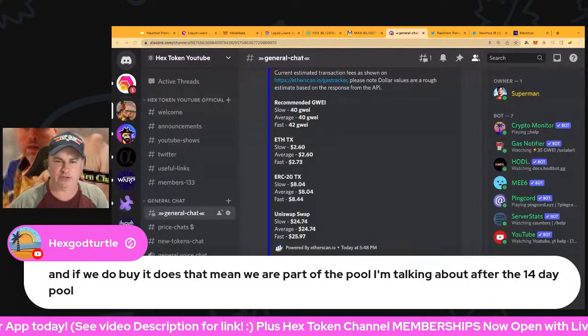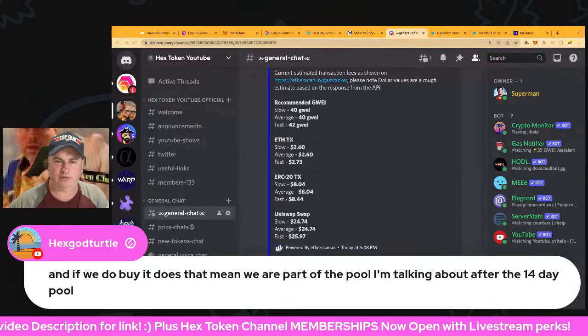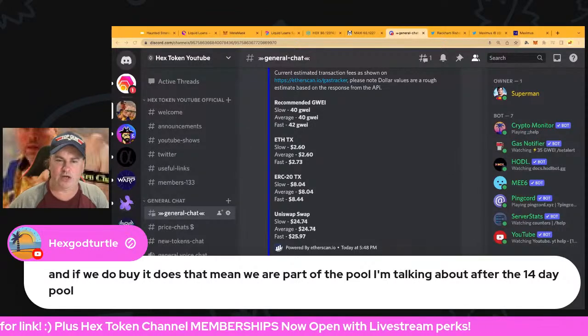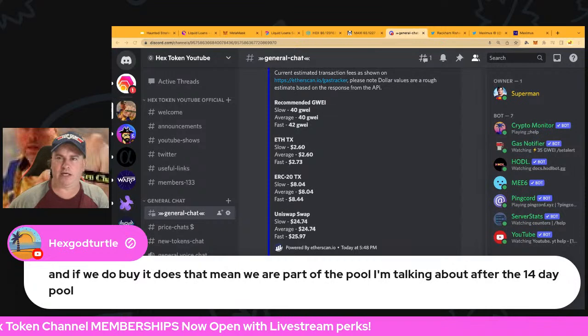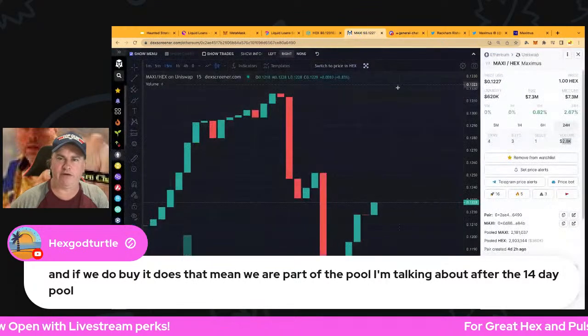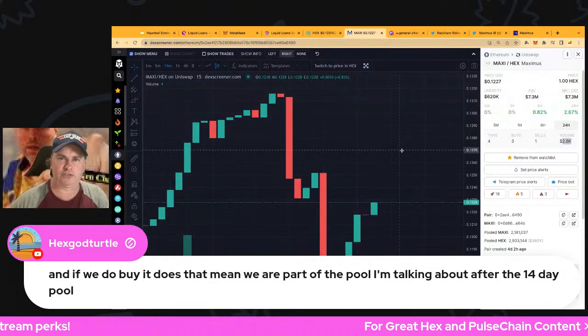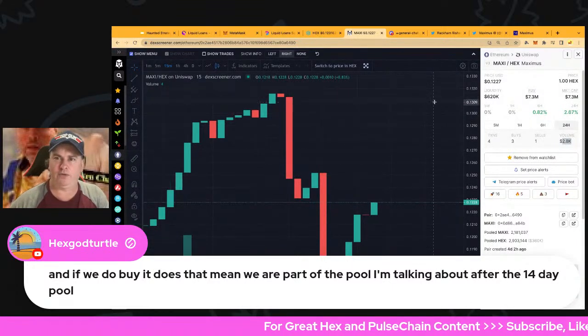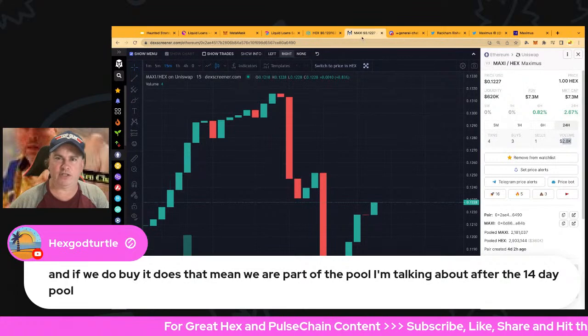Hex Contract says, and if we do buy it, it does not mean that part of the pool. I'm talking about after the 14 days. No, so yeah, after the 14 days when it goes live, whoever owns the Maxi owns the proportional share in the pool. That's the ownership token.